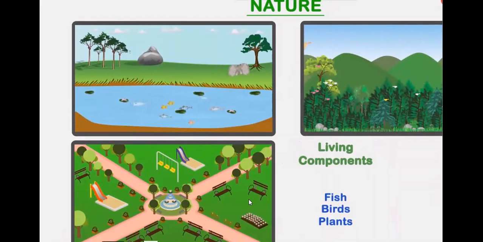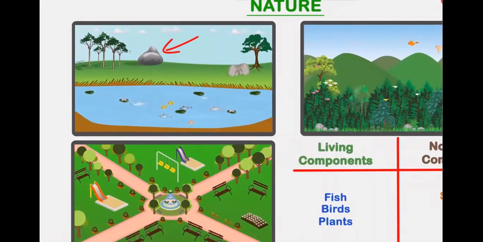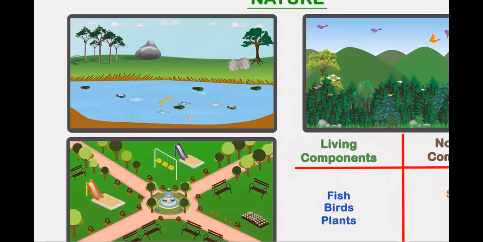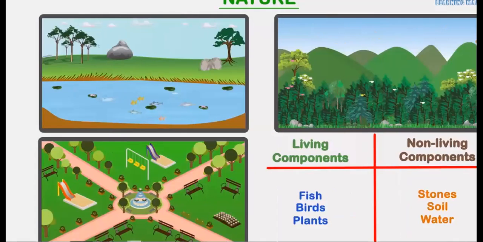Can you also spot the non-living components? You can clearly see stones, soil, water, and many other non-living components as well. What are the living components called? Do they have a specific name? You must have heard the term biotic before. That's what these living components like fish, birds, and plants are called: biotic factors. On the other hand, we call the non-living components abiotic factors.